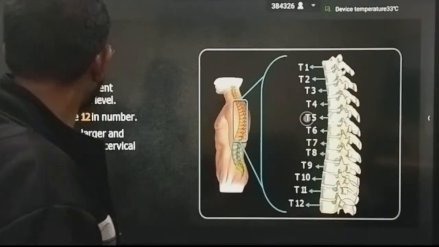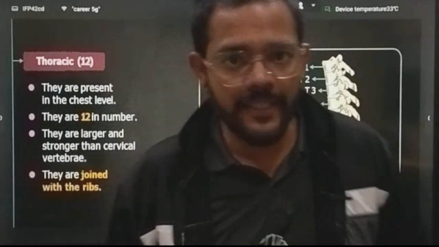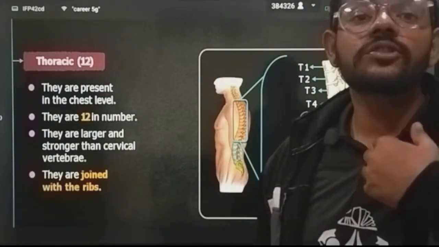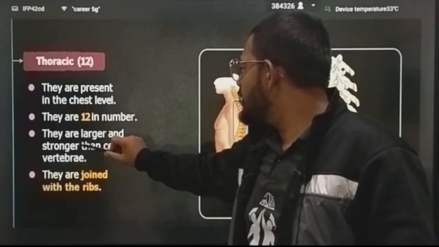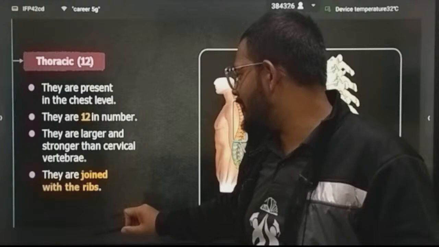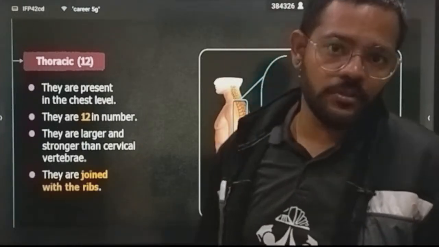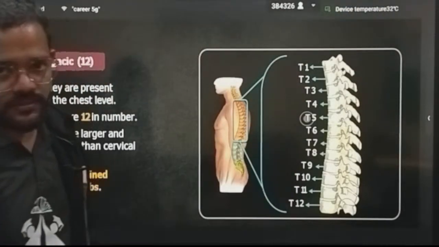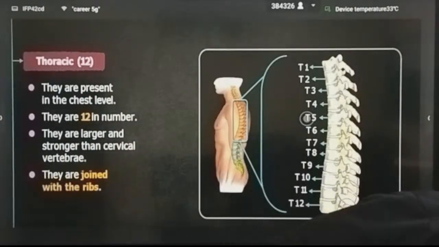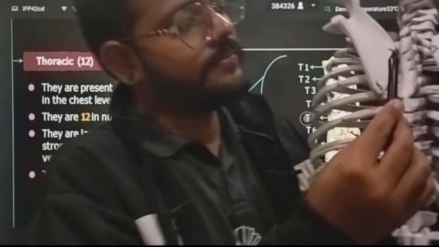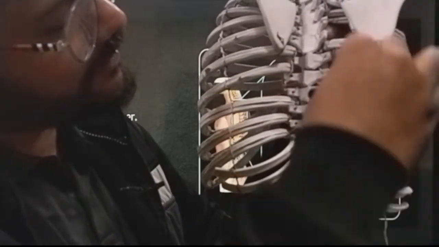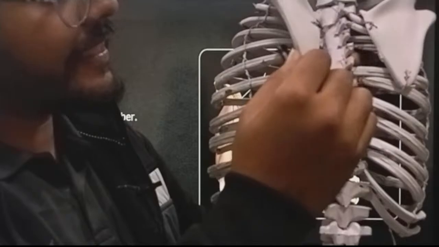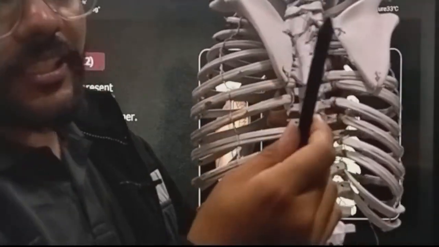Next we have the thoracic vertebrae, which are 12 in number. They are present in your thorax region, at the chest level. They are larger and stronger than cervical vertebrae. They are joined with the ribs. You can see this part in this skeleton also. This part is your thoracic vertebrae, and these are connected with the ribs. Dorsally, they form the dorsal part of the rib cage.